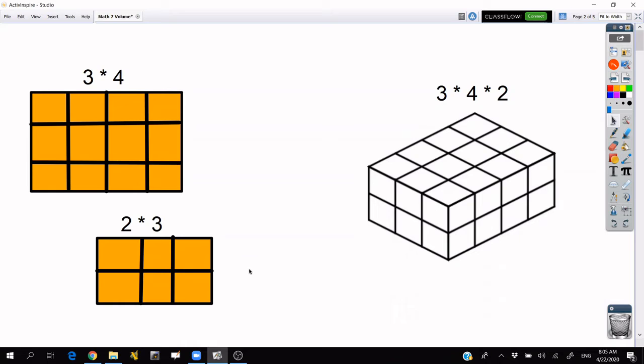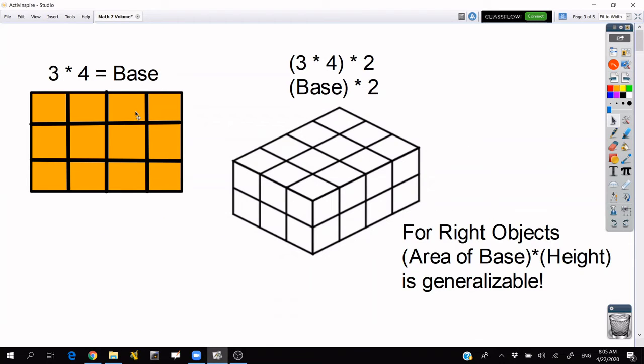But we can use those to find the volume of the entire thing if we think of one part as being the base. So if I call 3x4 the base because it's the bottom and also the top of this, then 3x4 by 2 gives us the volume of the entire thing. So it ends up being the base, that 3x4, times the height, which is that 2.